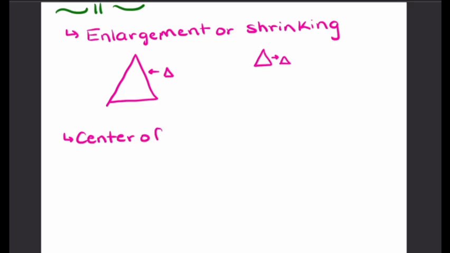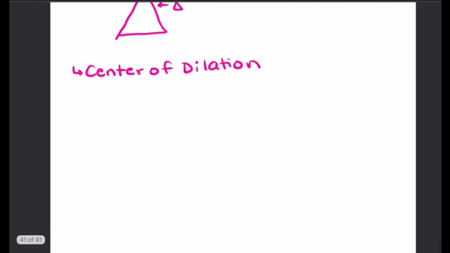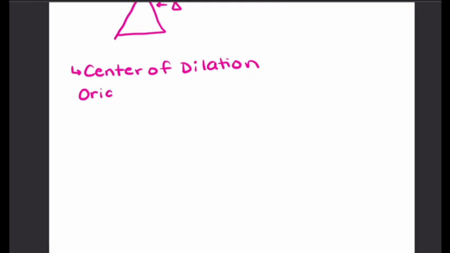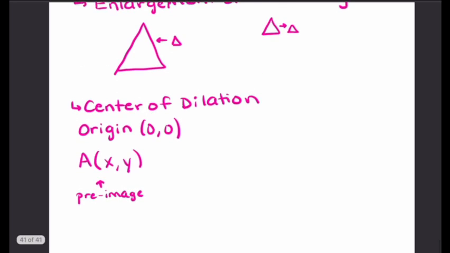Dilations also have a center of dilation, kind of like rotations have a center of rotation. The center of dilation will essentially determine how you change the coordinates. Most often we use the origin as our center of dilation, so 0, 0. Whenever we use the origin, we have a point A, or whatever point it's called, and this is your pre-image coordinate. Then it's very simple to figure out how the figure is changing.